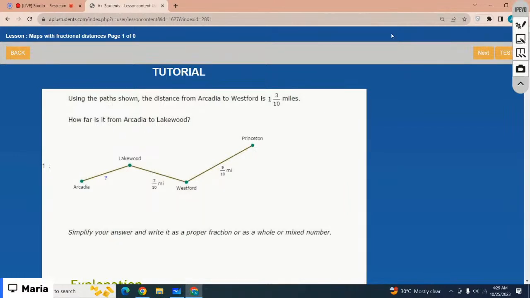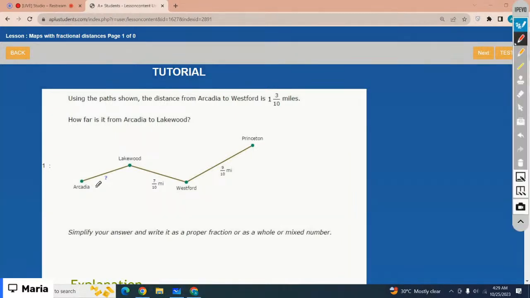Okay, how far is it from Arcadia to Lake Town, from here to here? You have to calculate the distance, right? The distance from here to here is 7 over 10 miles. The total distance Arcadia to Westford is 1 whole 3 by 10. 10 times 1 is 10, and 3, 13 over 10. Okay, the distance from here to here is 13 over 10. You have to subtract 7 over 10.